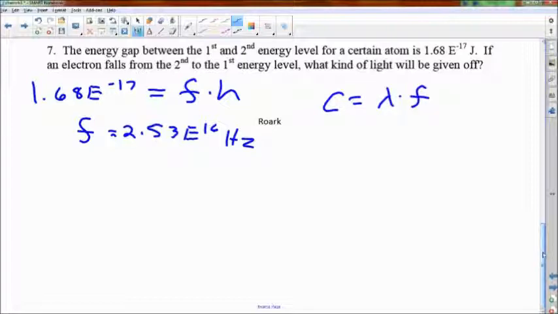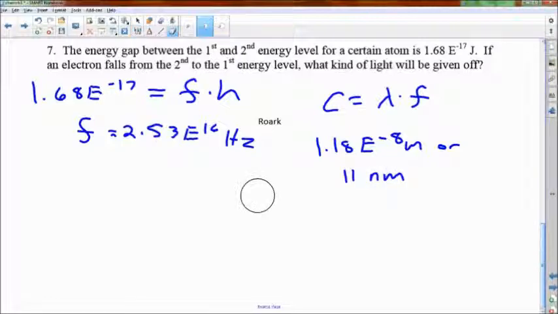So I'll take the speed of light and divide it by that frequency, and that gives me a wavelength of 1.18 e to the negative 8 meters, or about 11 nanometers. And it turns out when we look at our spectrum that this is going to fall in the UV range. And that's pretty general. In a lot of atoms, if we have electrons falling all the way to the first energy level, it's going to give off some sort of UV light.